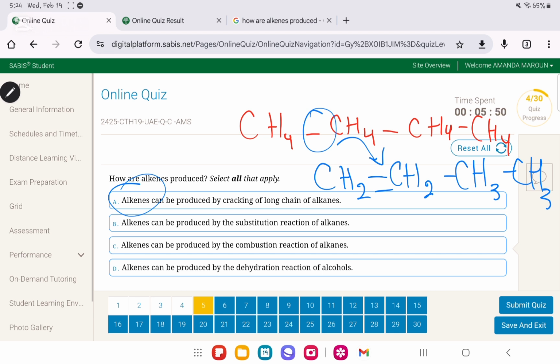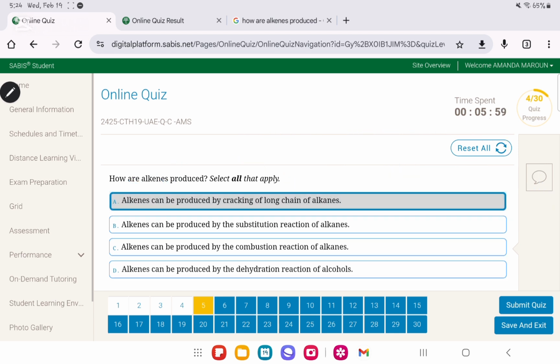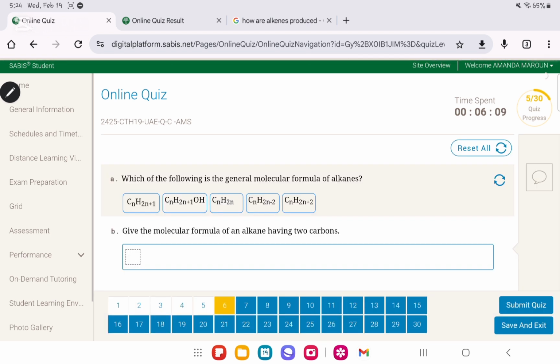And this is called cracking. And like this, we would have produced what? We would have produced alkenes from a long chain of alkanes. So the two methods of production of alkenes are by cracking long chains of alkanes or by the dehydration reaction of alcohols. Moving on to question number 6, they said, what is the general molecular formula of alkanes?